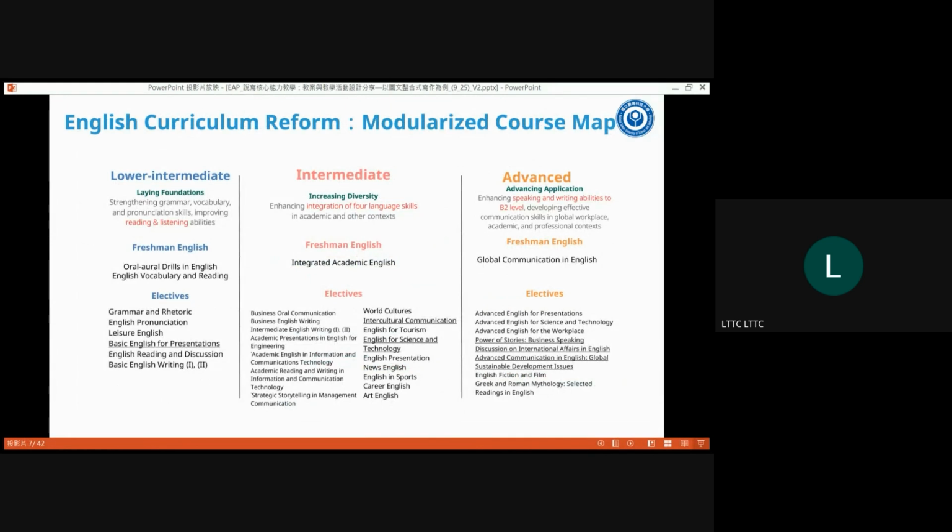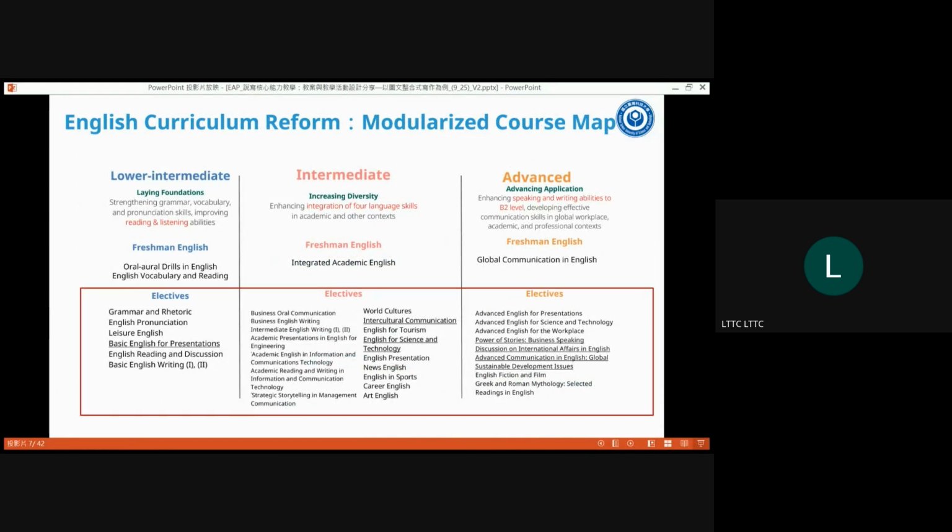In addition to the required courses, we also perform this modularization on our electives. In other words, we categorize all the elective courses into the three modules, as you can see from these PowerPoint slides. For example, for the lower intermediate module, we have basic English presentation. For the intermediate module, we have intercultural communication and English for science and technology.